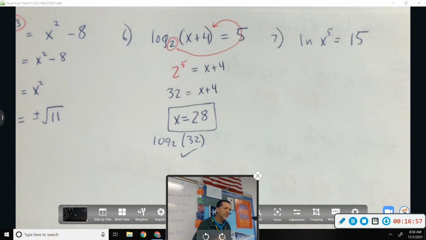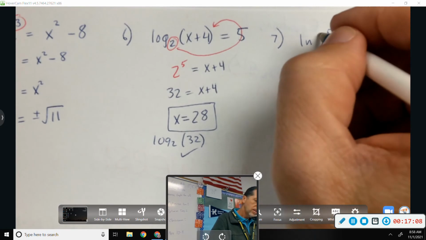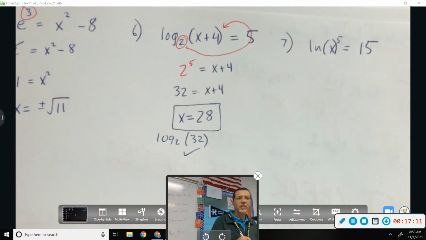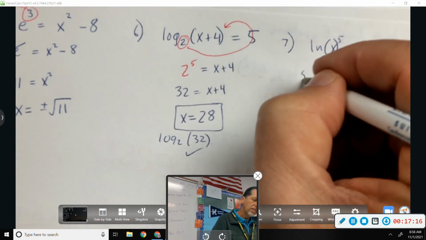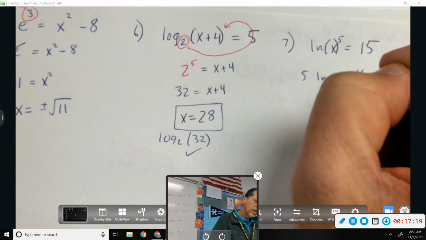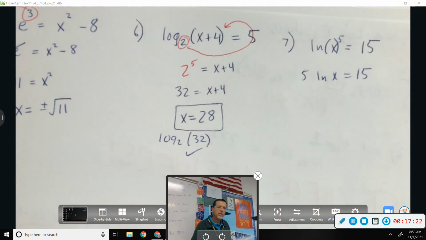Natural log of x to the 5th equals 15. Because it's not in parentheses, we can move the 5 down. If the parentheses included the natural log, we wouldn't be able to move it down. If it was just the x to the 5th in parentheses, would that affect anything? Nope, you could still move the 5 down. What do you want to do next after we move the 5 down? Divide by 5.